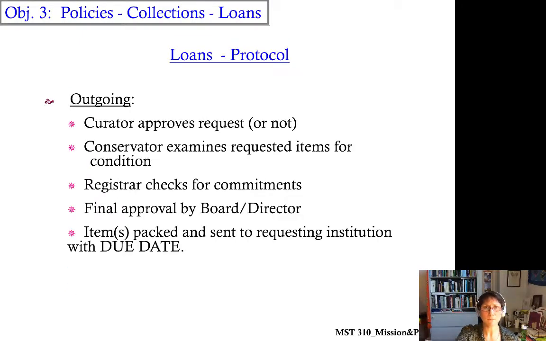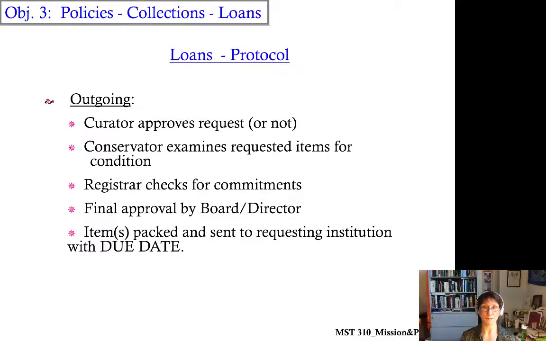If it's an outgoing loan, so your institution is actually sending something out, then clearly you kind of understood it from the previous slide. The curator either approves the request for objects or not. Somebody's going to evaluate them for their status before they are sent to the institution requesting them. The registrar checks to see if there's any commitments on them, like did we already promise them for some other purpose. And then in theory, final approval is meant to be done by a board or the director. But I've often seen it be the case that in many museums, the curator is conferred with those responsibilities. So they're allowed to give the final approval on whether a loan is granted or not.